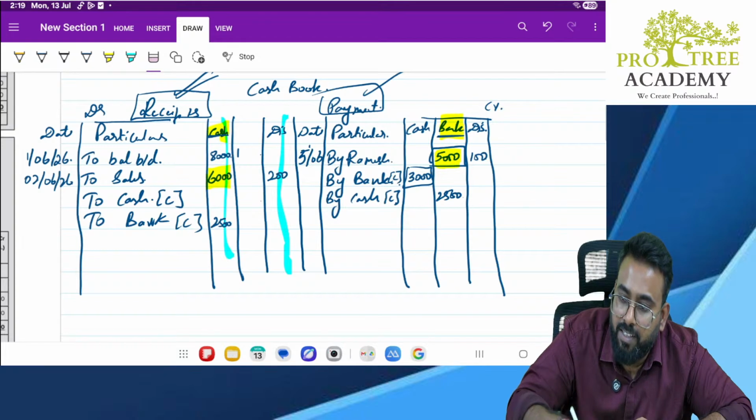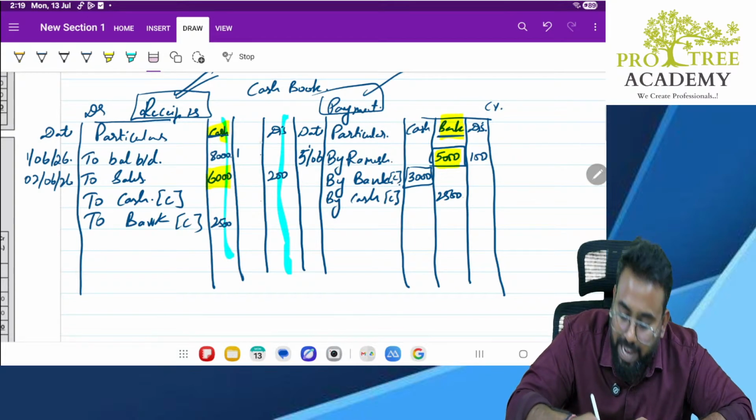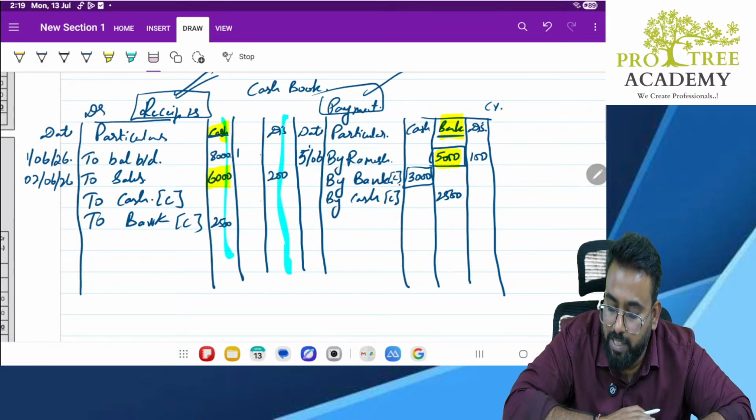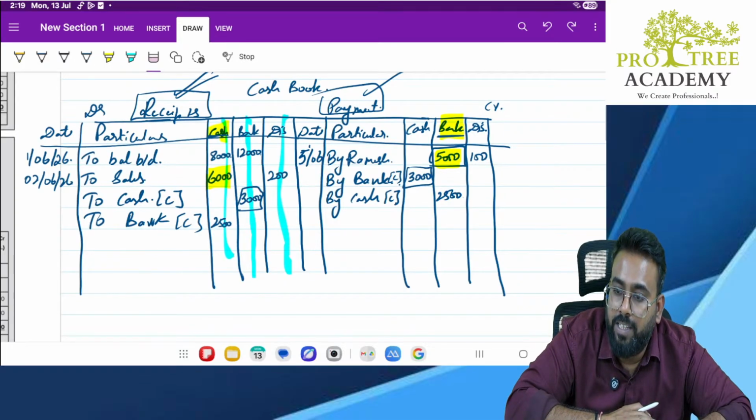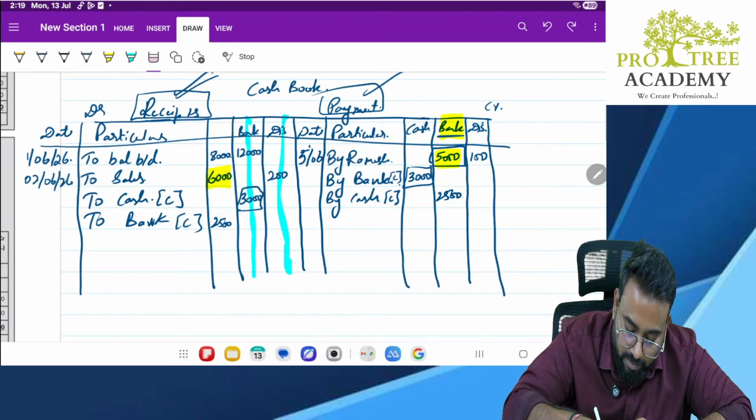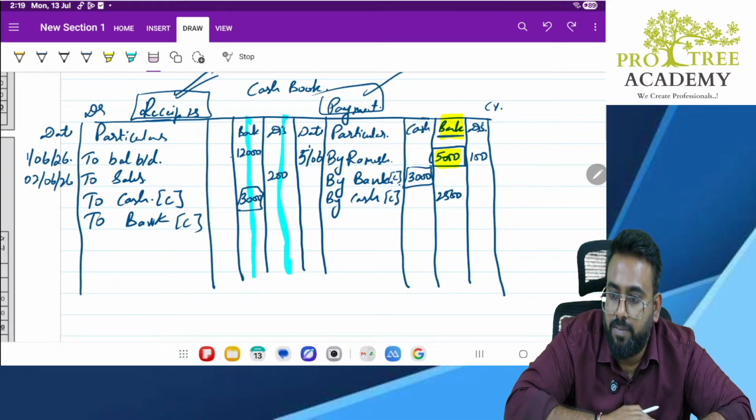If bank was there and cash was not there, then bank and discount. As simple as that. Clear? Everybody is understanding? Sir, bank and discount were there, cash was not there. That's it. Am I clear?